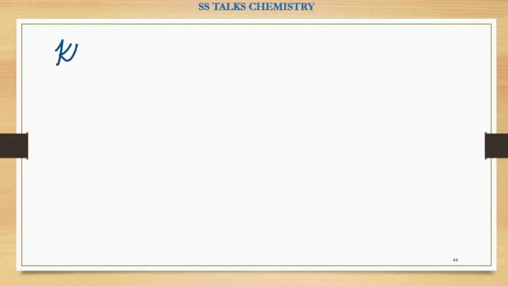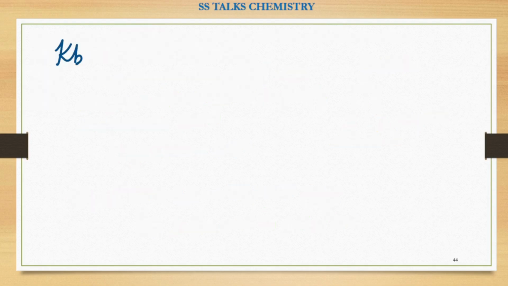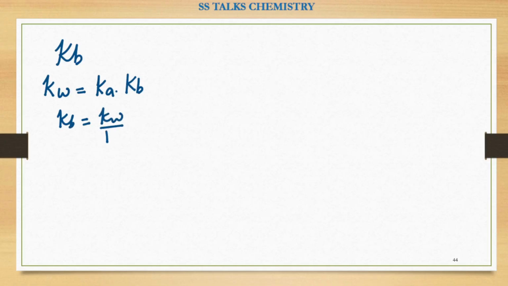That means we will be dealing with a basic medium, so for that we need the Kb value. Here you are given the pKa of the acid, but we need the Kb value. One formula we know is that Kw, the ionic product of water, is equal to the product of Ka and Kb. So Kb will be equal to Kw upon Ka. Kw at room temperature is 10 raised to the power of minus 14, and the Ka value will be 10 raised to the power of minus 4.76.